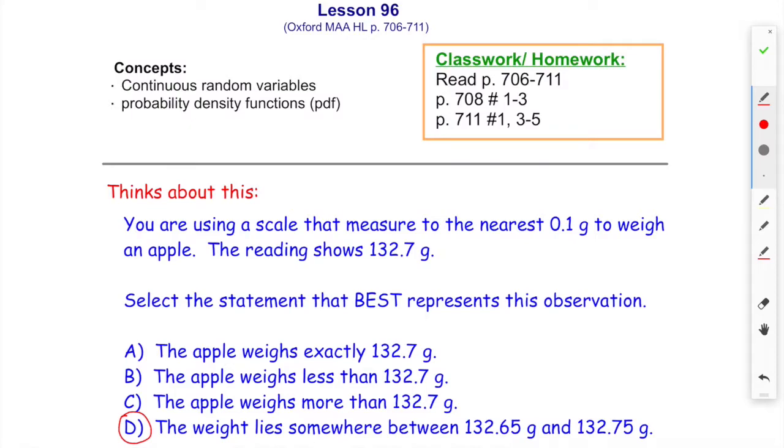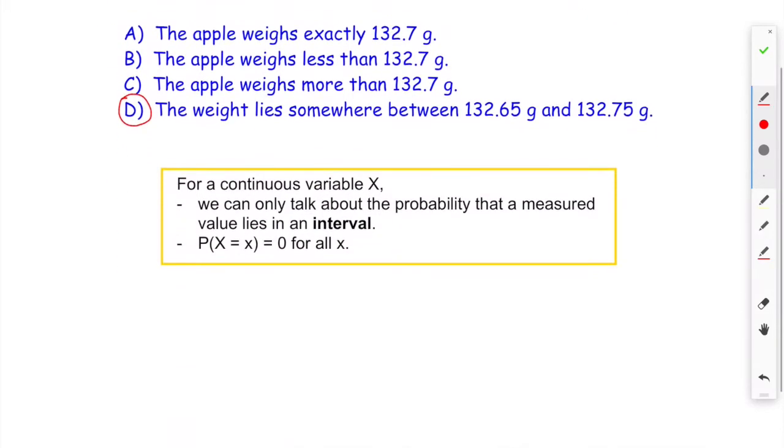Similarly, when we think of a continuous variable x, we can only talk about the probability that a measured value lies in an interval, okay? And we know that the probability of one event being exactly equal to a number, so x equals only one number, little x, is 0.